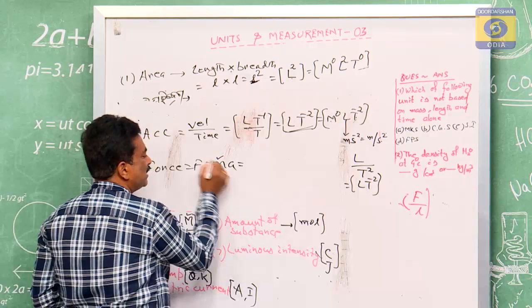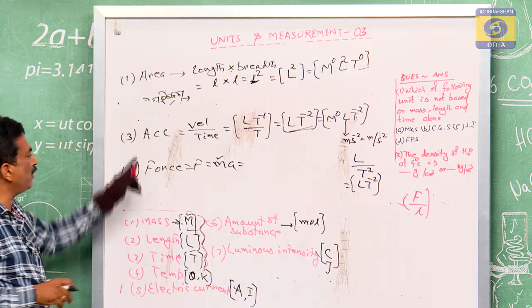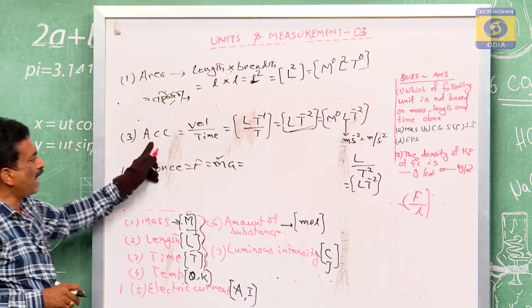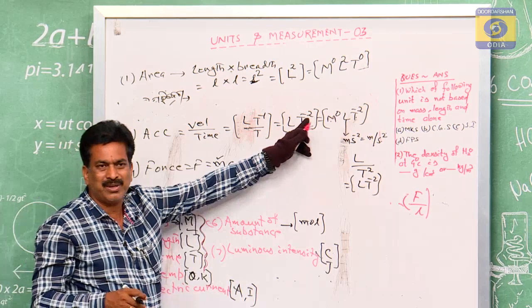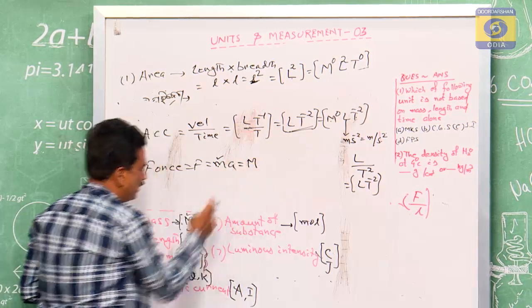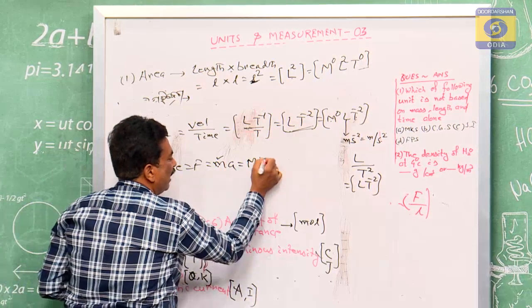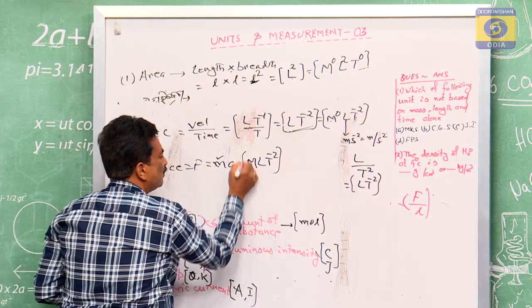M means mass. This is fundamental. A is acceleration. Acceleration is in the fundamental. You say acceleration. Acceleration is equal to L T to the power of minus 2. M means mass. For the mass, that is equal to capital M. For the acceleration, this is L T to the power of minus 2.